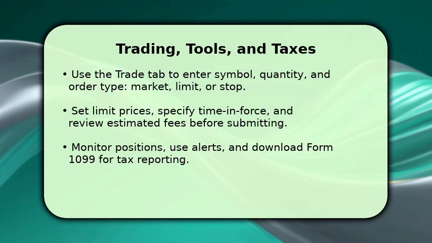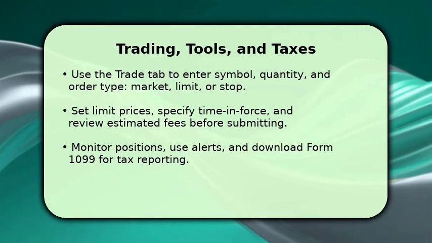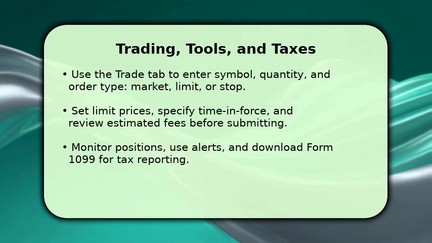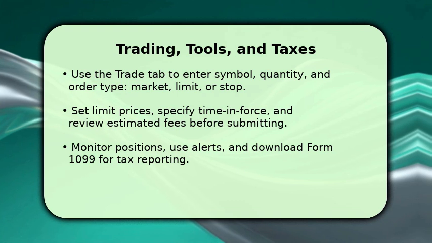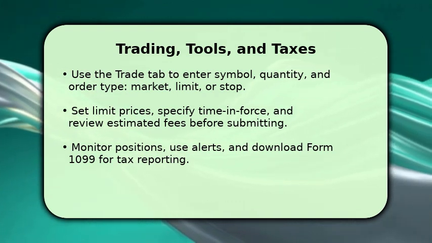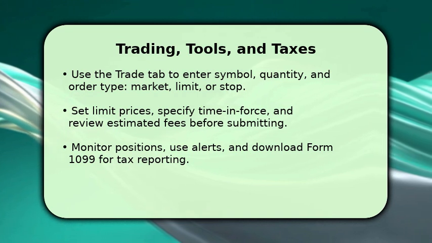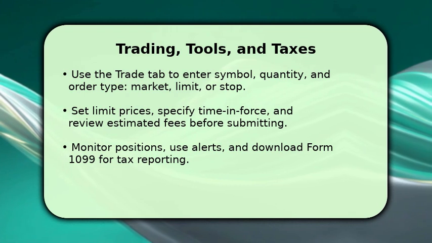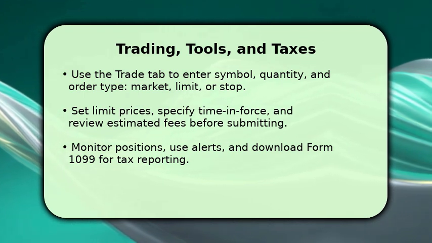Use the Trade tab to enter symbol, quantity, and order type, market, limit, or stop, and then preview the estimated execution. Set limit prices, specify time in force such as day or GTC, and review estimated fees before submitting to control execution and cost.